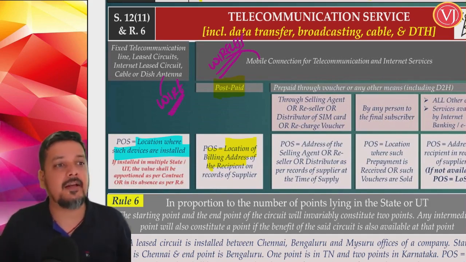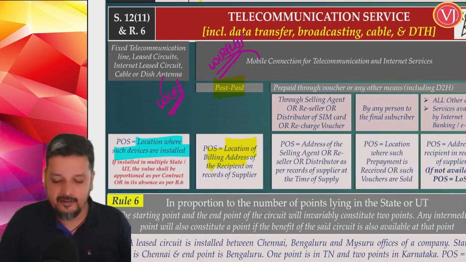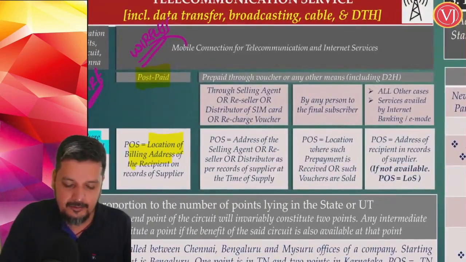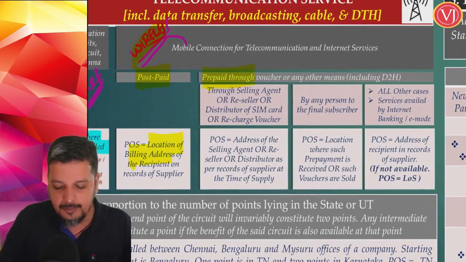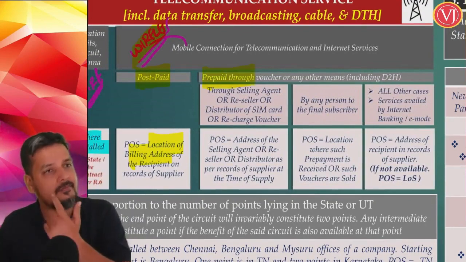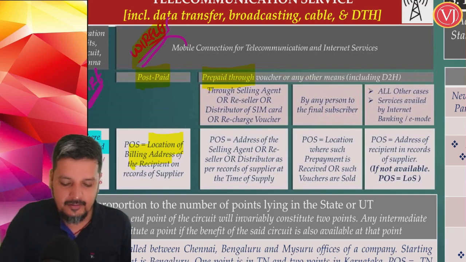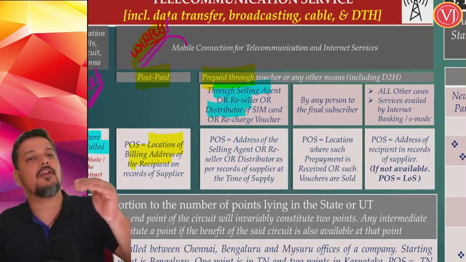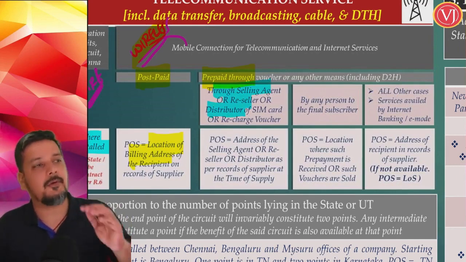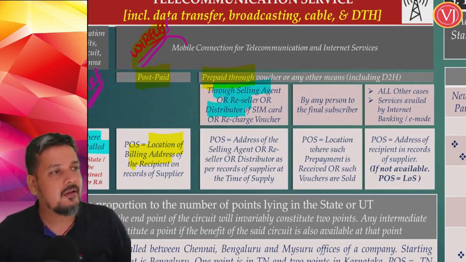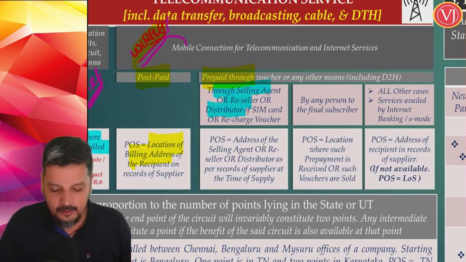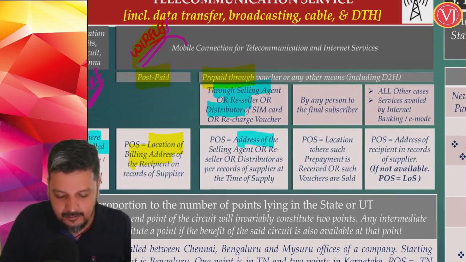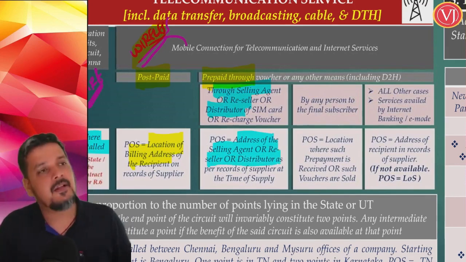The entire issue starts when it is wireless and prepaid. So when it is wireless and prepaid, then you have to ask a question: is it through a selling agent, a reseller or a distributor? Jio is giving you internet or telecommunication services through a distributor. So Jio to distributor, place of supply will be the address of the selling agent, reseller or distributor as per the records of Jio.